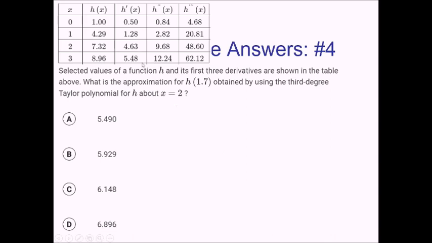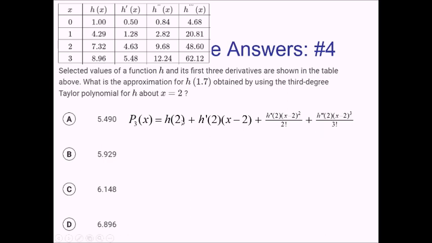On this problem, we have some values of h and its first three derivatives in this table. We want to approximate h of 1.7 using a third degree Taylor polynomial for h about x equals 2. So the general setup for this polynomial, which I'm going to call p sub 3, is h of 2 plus h prime of 2 times x minus 2. We're just using our Taylor formula here. And then we'll have h double prime of 2 times x minus 2 squared over 2 factorial, and finally, h triple prime of 2 times x minus 2 cubed over 3 factorial.